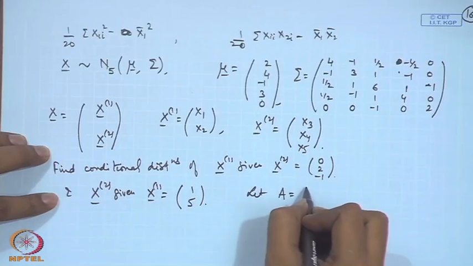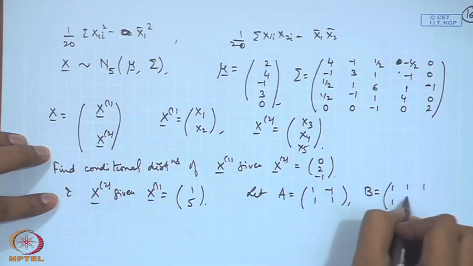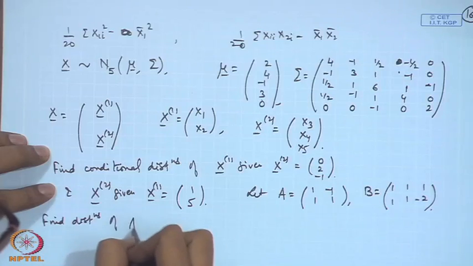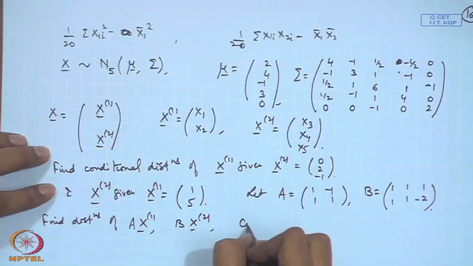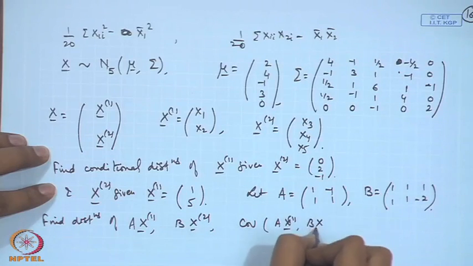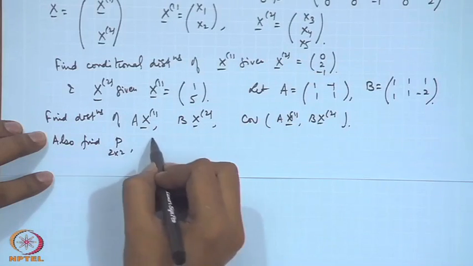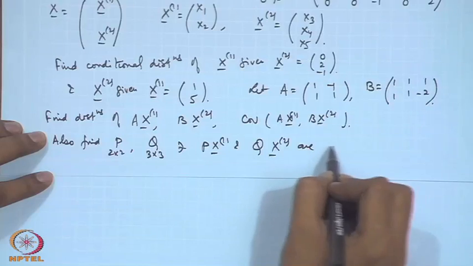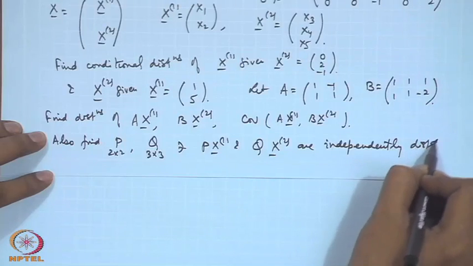Let us also take a is equal to say 1, minus 1, 1, 1 and b is equal to say 1, 1, 1, 1, 1, minus 2. Find the distributions of a x1, b x2, covariance between a x1, b x2. Also find P that is 2 by 2 matrix and Q 3 by 3 such that P x1 and Q x2 are independently distributed. So, I am leaving it as an exercise you can try.